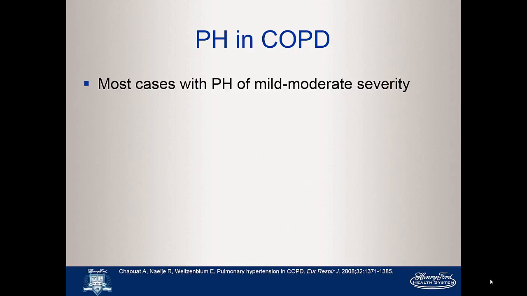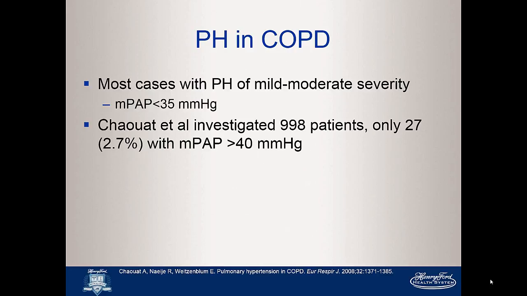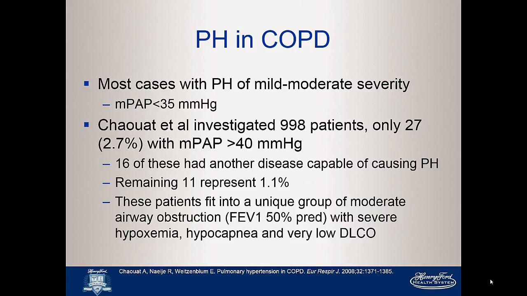What we know about the PH and COPD is that most cases are of mild to moderate severity. Mean PA pressures are generally below 35. In the largest study that we have, this looks at almost 1,000 patients. Again, COPD patients that have severe obstruction that underwent right heart cath, only 27 of them, about 2.7%, had mean PA pressures greater than 40. If you rule out the people that had left heart disease concomitant, that takes us down to about 1.1% of people.